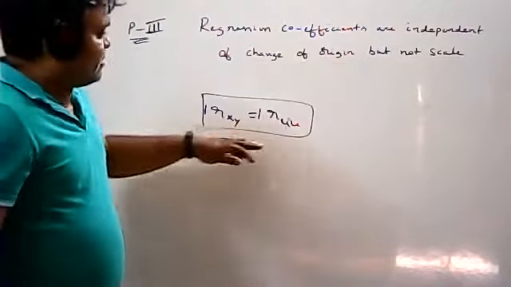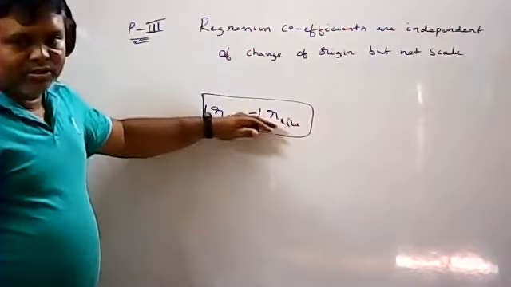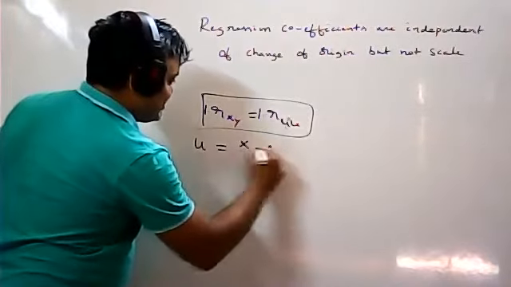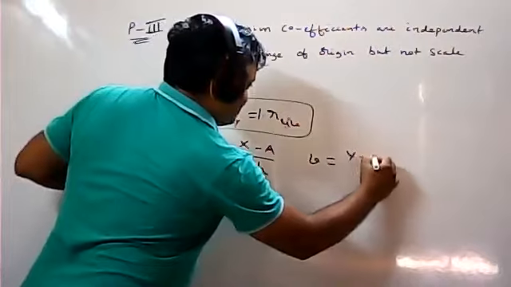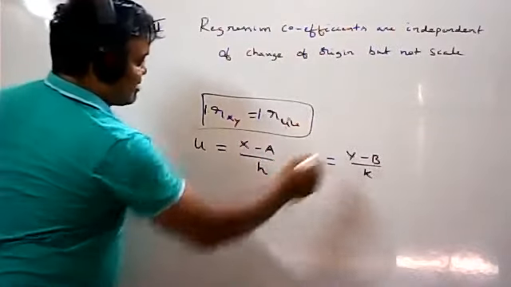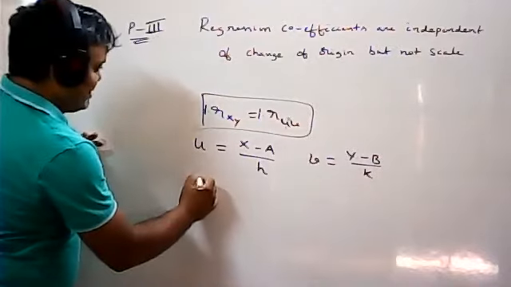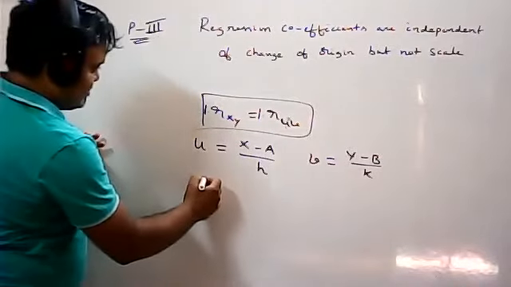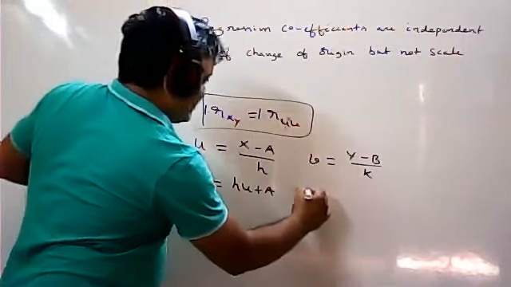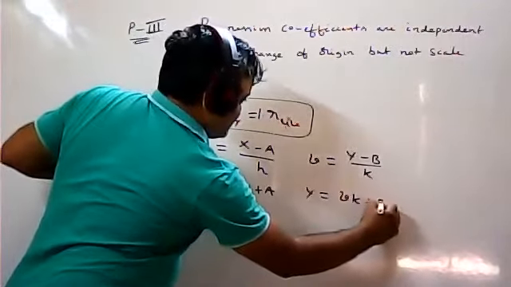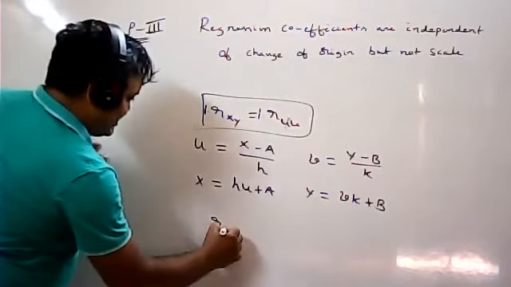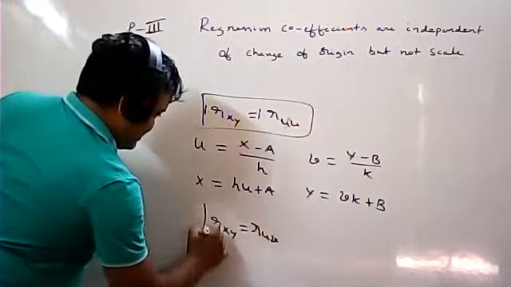For proving this one, this relation I have already proved. Whenever origin and scale are there, you will consider u equals (x minus a) by h and v equals (y minus b) by k, so that x and y are variables, and a, b, h, k are constants. From this you calculate the x value: x equals hu plus a, and similarly y equals vk plus b. After simplification, you are getting the result Rxy equals Ruv.